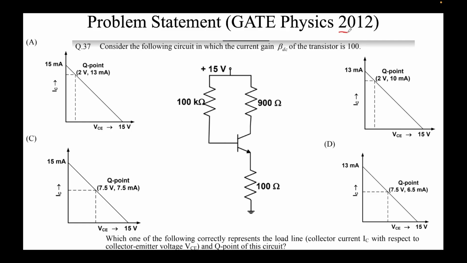The problem statement from GATE Physics 2012 reads as follows. Consider the following circuit in which the current gain beta DC of the transistor is 100. We have been given a circuit with an NPN BJT with a few resistors, and the question asks which one of the following correctly represents the load line, that is collector current IC with respect to collector emitter voltage VCE, and Q point of this circuit.